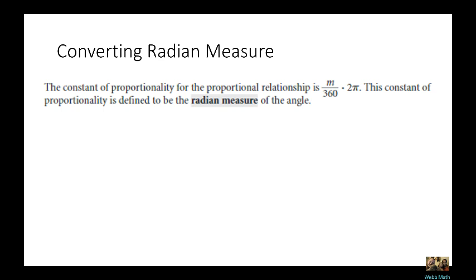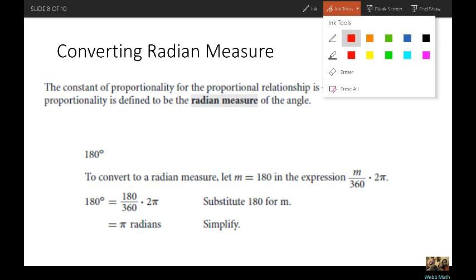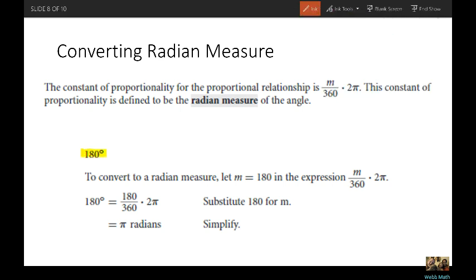All right, so converting radian measure. The constant of proportionality of the proportional relationship is whatever the arc length is divided by 360 times 2 pi. Now, this constant of proportionality is defined as radian measure of angle. So, here's an example. We have 180 degrees, and we're going to convert it into radians. That means by the time we're done, we're just going to have something to do with pi, all right? So, to convert it, m is going to be 180. So we're going to plug it into this equation, okay?